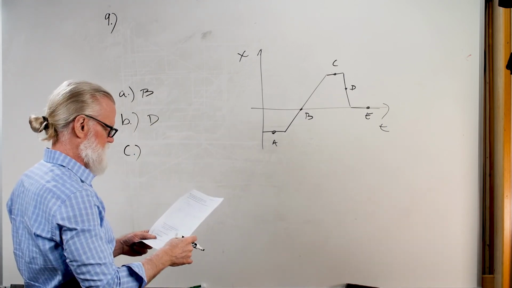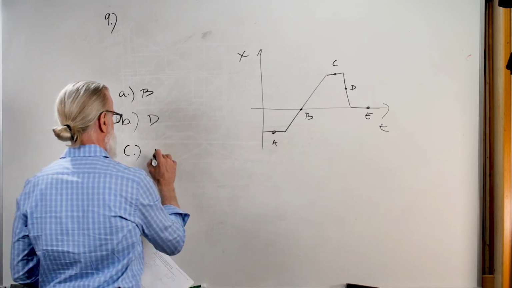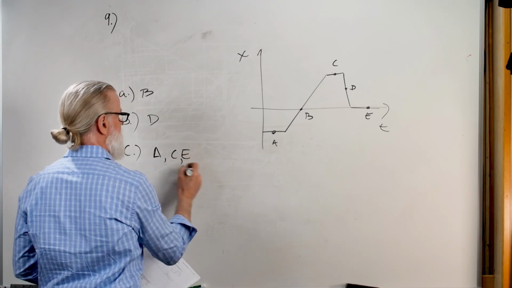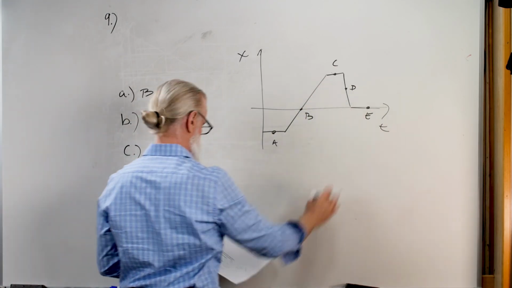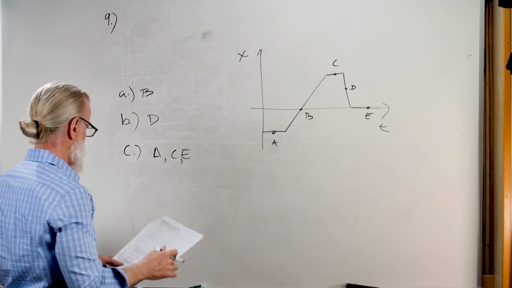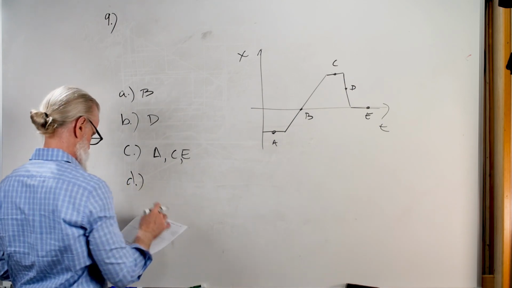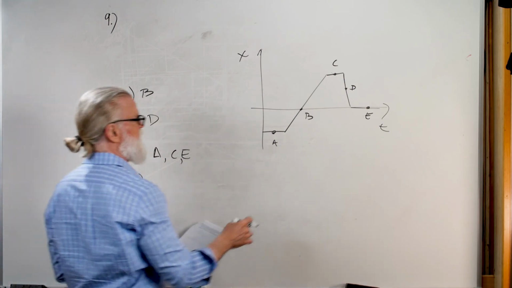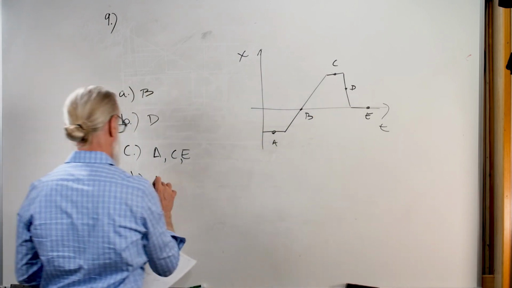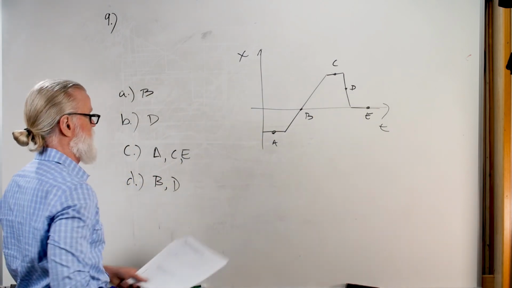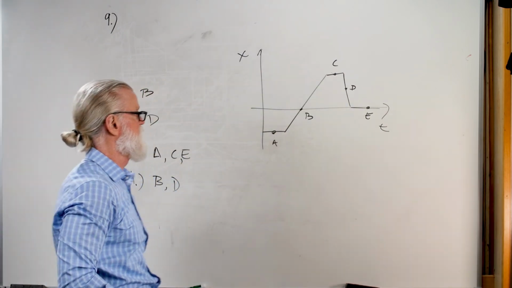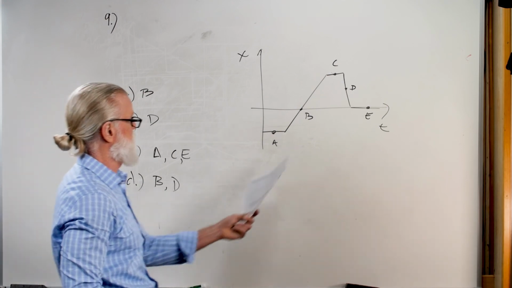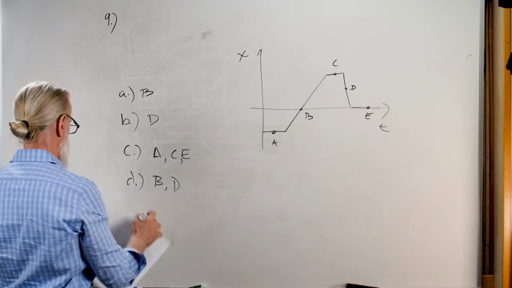When's the object at rest? Looking for zero slope. It looks like A, C, and E. It's at rest. When does the object have a constant non-zero velocity? B and D. Right. So we're looking for a non-zero slope, and it has to be constant slope. So B and D both have those characteristics.